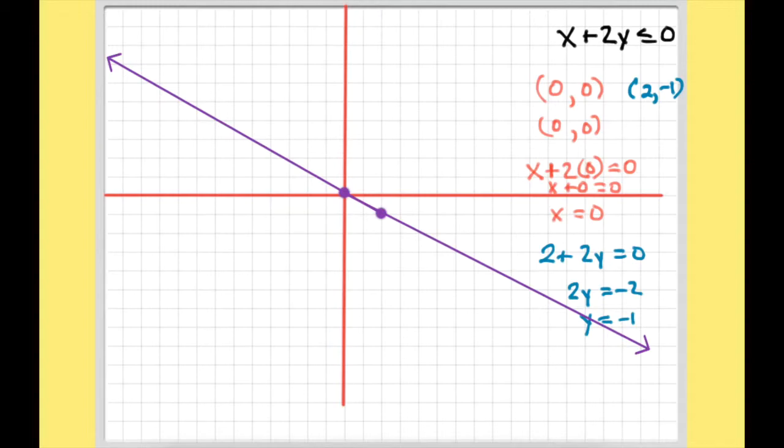Now the question is, do I want the points above or below the line? To find that, I check a point on one side of the line. Let's use one with a 0 in it. Makes it a little bit easier. Let's try 5, 0.